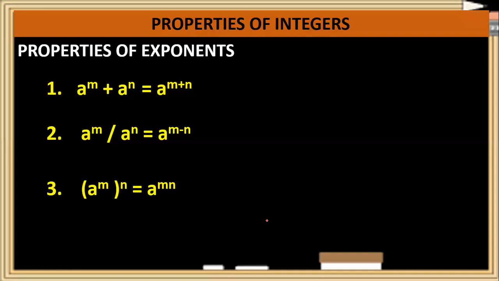So yung first property natin, ito yung tinatawag natin the product rule. Okay, the product rule natin. So when we add this, okay?